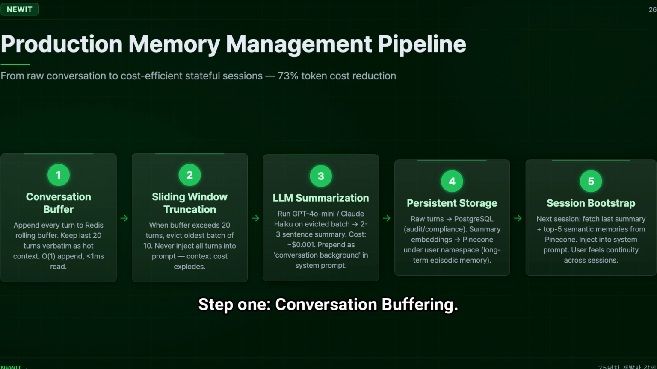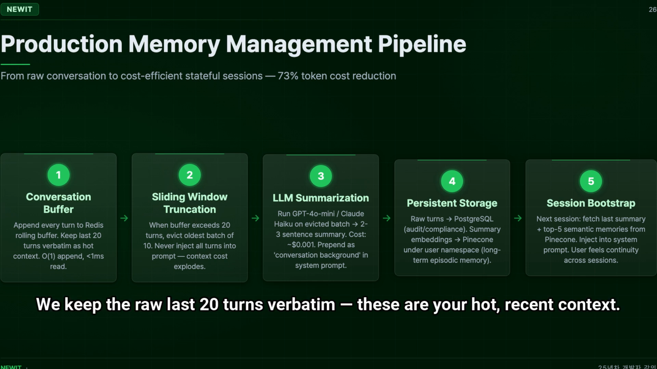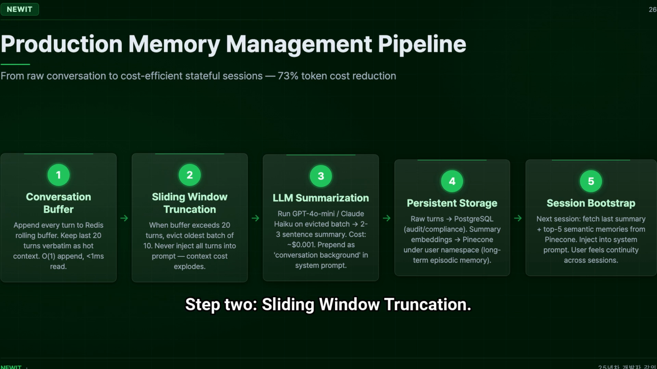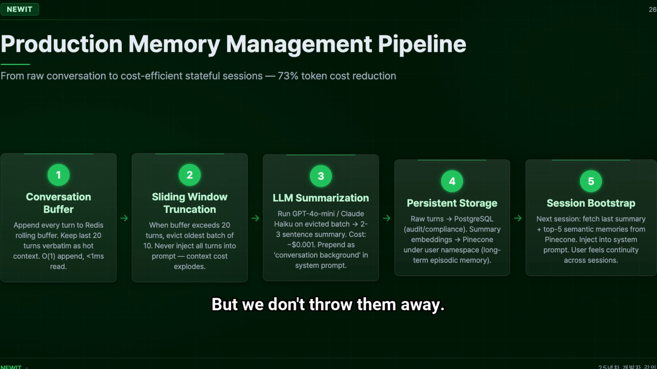Step 1. Conversation buffering. Every new turn is appended to a rolling buffer in Redis. We keep the raw last 20 turns verbatim. These are your hot, recent context. Step 2. Sliding window truncation. When the buffer exceeds 20 turns, we drop the oldest turns from the in-context prompt, but we don't throw them away.